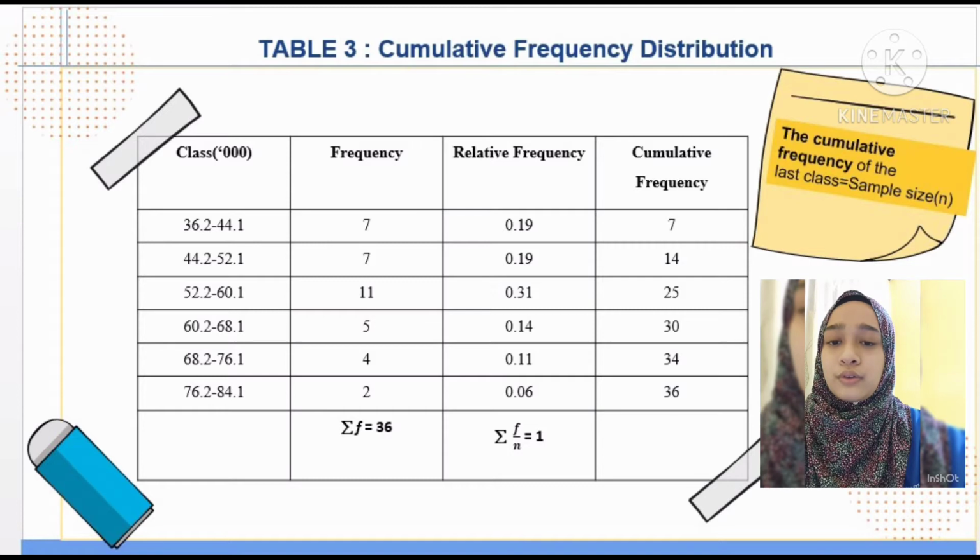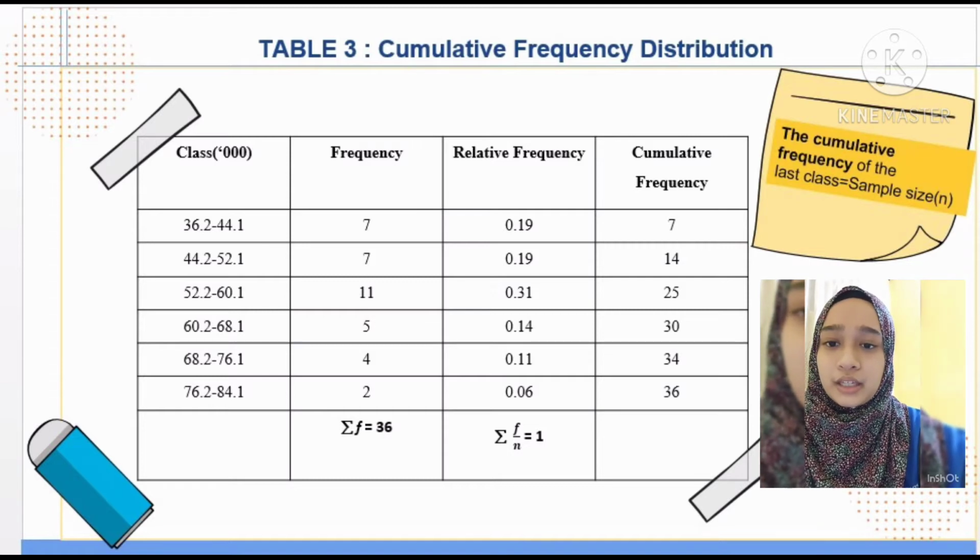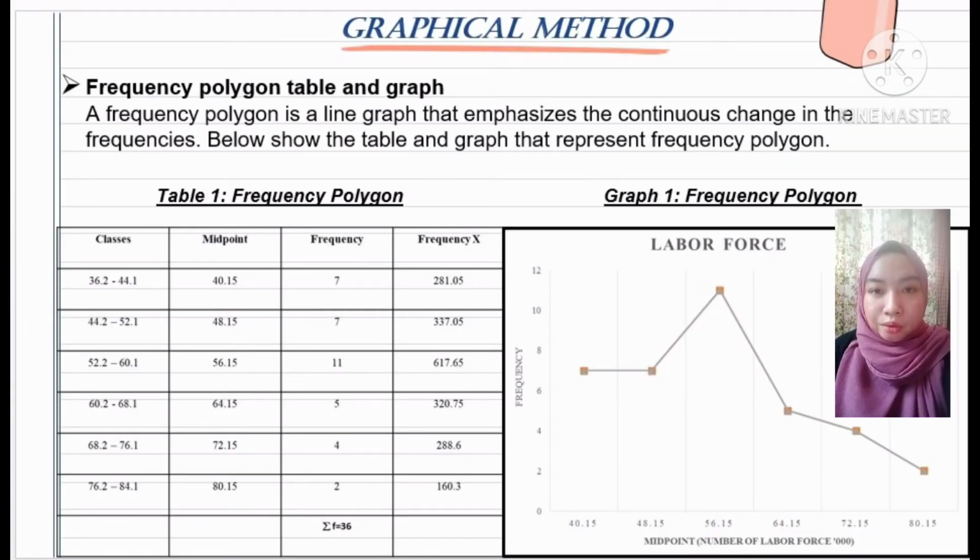So that's all from my part. Thank you. I will present the graphical method. 1. Frequency polygon table and graph. A frequency polygon is a line graph that emphasizes the continuous change in the frequencies. Below shows the table and graph that represent the frequency polygon.